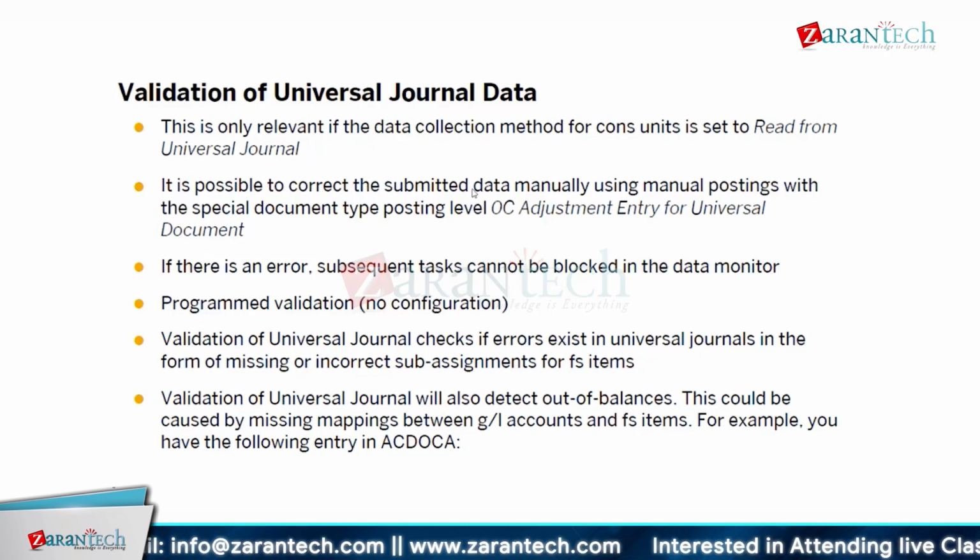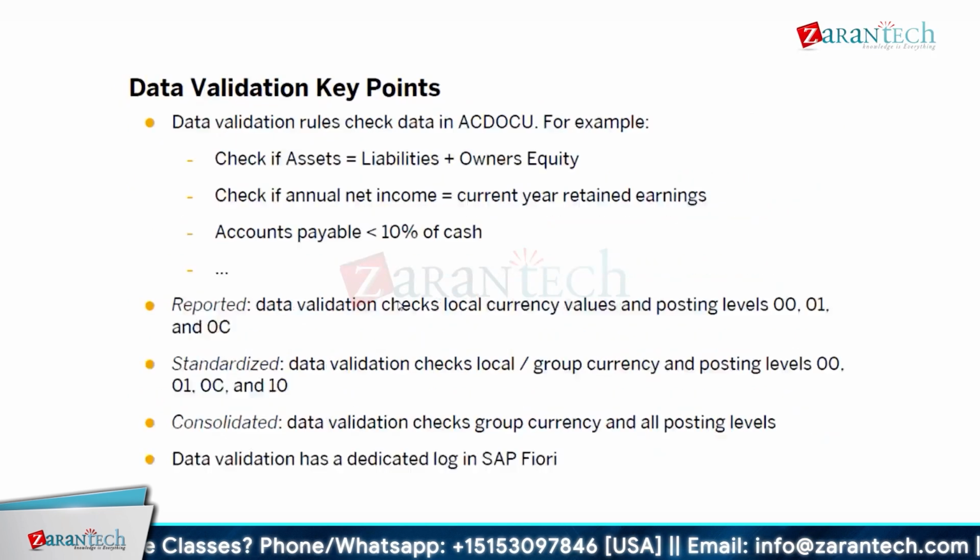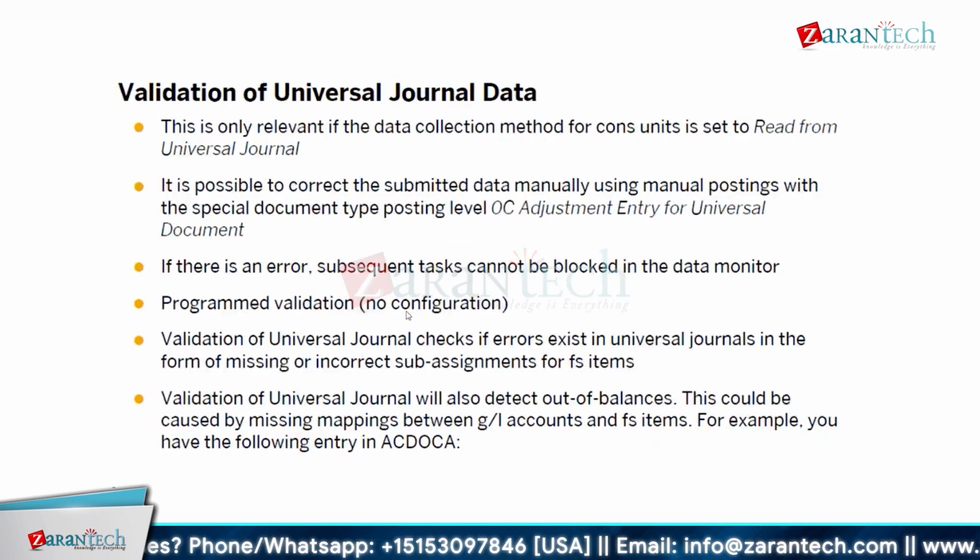It is possible to correct the submitted data manually using manual journal posting with document type level 0C adjustment for unit. That means whatever data comes from here, if you want to, in the validation you can do an adjustment in group reporting. If there is an error, subsequent tasks cannot be blocked in the thread. That means even if there is an error, you can proceed to the next step. This is again a program validation. There is no configuration for that, which is the reason I didn't explain any configuration. It is a program part which does it.